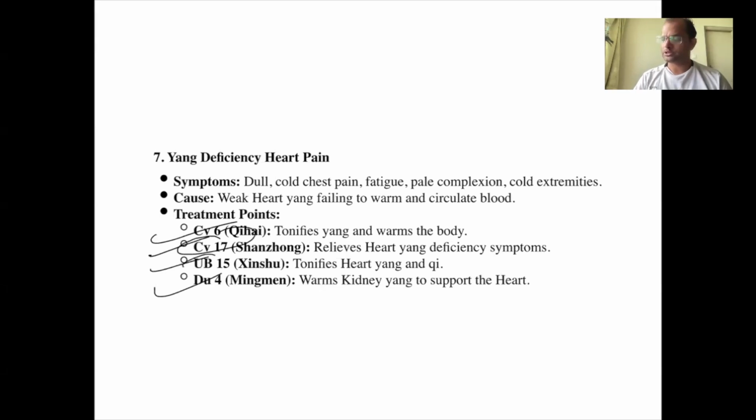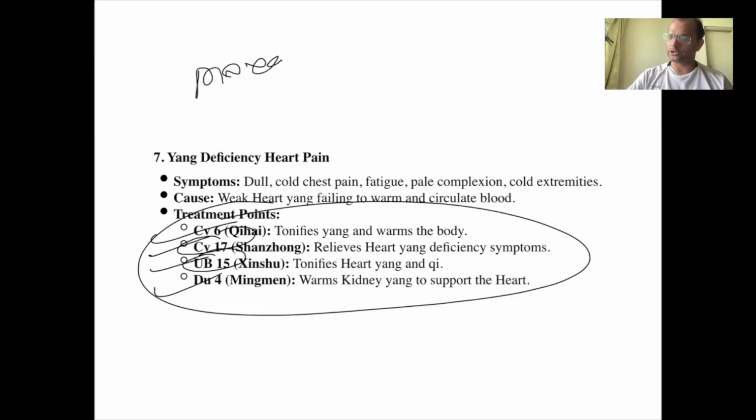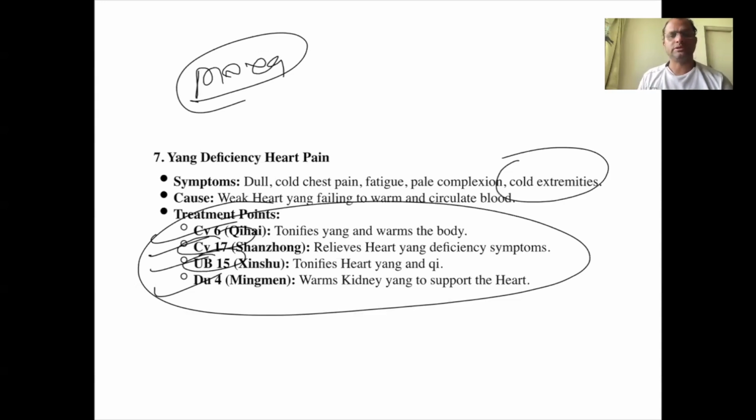CV17 is good for the heart. UB15 is also a good point for the heart. So we'll do moxibustion and tonification. A very wonderful protocol. Whom will we apply it to? Those whose hands are cold, who sweat, who have chest pain. The person is having cold extremities, pale complexion, chest pain.